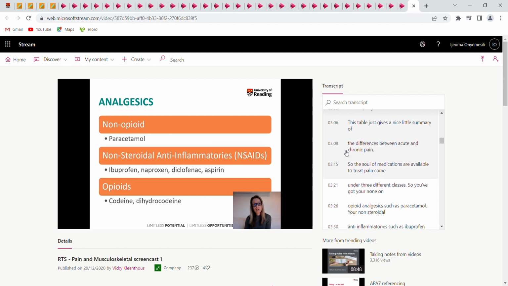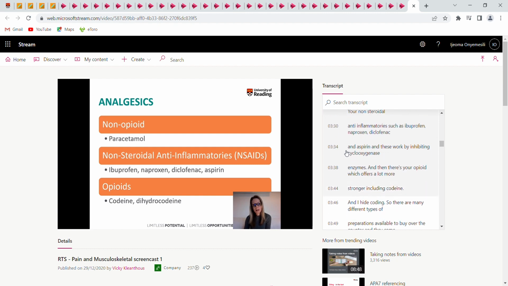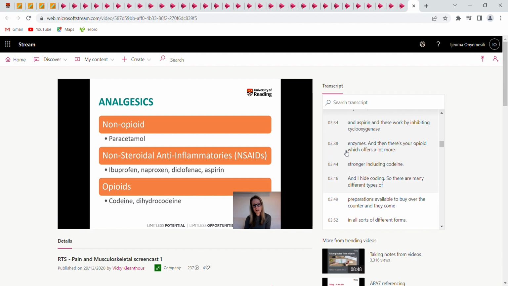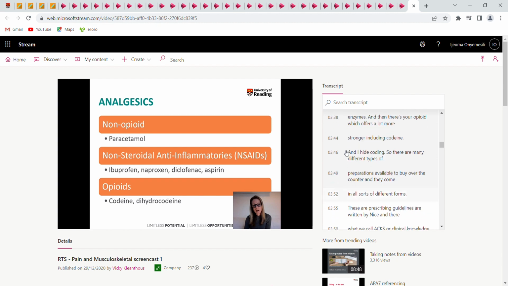So the sort of medications available to treat pain come under three different classes. So you've got your non-opioid analgesics, such as paracetamol, your non-steroidal anti-inflammatories such as ibuprofen, naproxen, diclofenac and aspirin, and these work by inhibiting cyclooxygenase enzymes. And then there's your opioids, which are obviously a lot stronger, including codeine and dihydrocodeine. So there are many different types of preparations available to buy over the counter, and they come in all sorts of different forms.